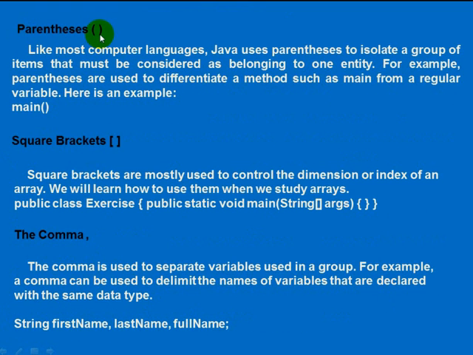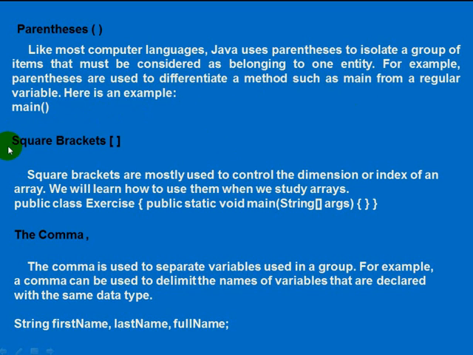Parentheses. Like most computer languages, Java uses parentheses to isolate a group of items that must be considered as belonging to one entity. For example, parentheses are used to differentiate a method such as main from a regular variable. Here is an example. We have written here main, then parentheses. It's a main method.